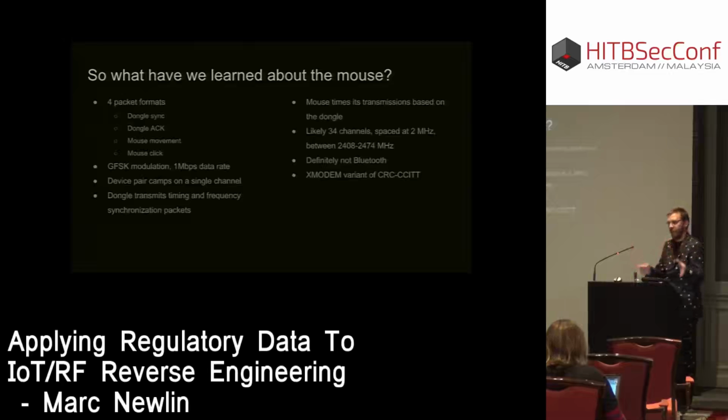We know the TDMA information. We know the dongle transmits the sync packets, and so forth. We know that the mouse will always follow the dongle sync packets. This is not always the case, but in this kind of TDMA setup, you'll usually have the mouse get its timing information from the dongle. And we're inferring that it uses 34 channels. The channels that we saw in use were at 4 megahertz offsets. So based on that, it's likely the 34 channels that we saw in the docs and not 67. It's not Bluetooth, it's not frequency hopping, and we know that it uses the X-modem variant of CRC CCITT.